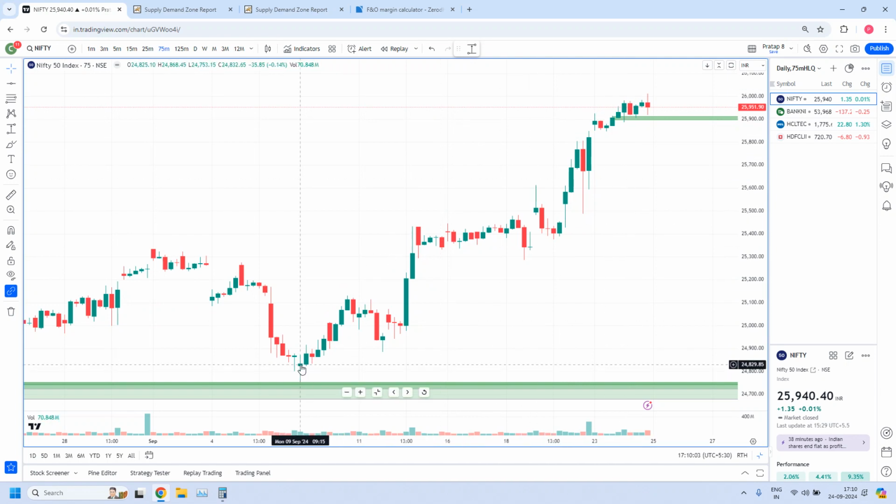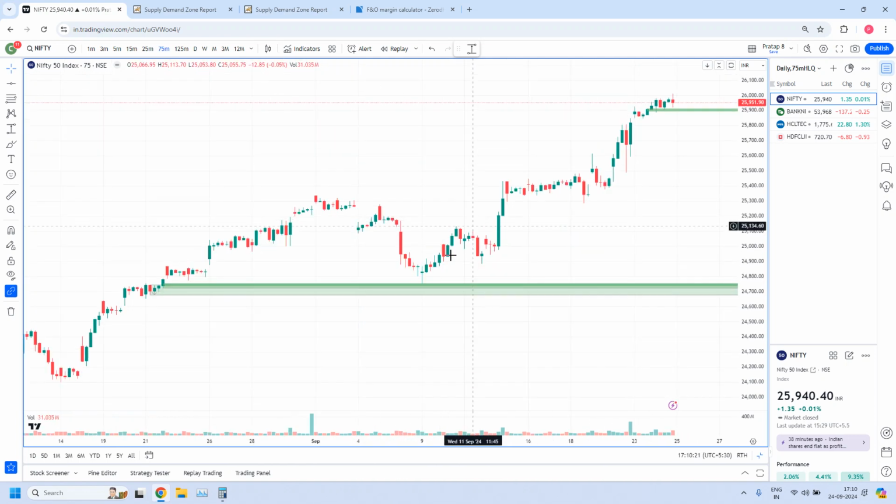When did you get this entry? On 9th September. Till today, if you are holding, let me tell you how many points you might have captured. Let us assume you are holding, because it is a 75-minute high liquidity zone and also a bullish trade setup. See how it pushed the Nifty after that.